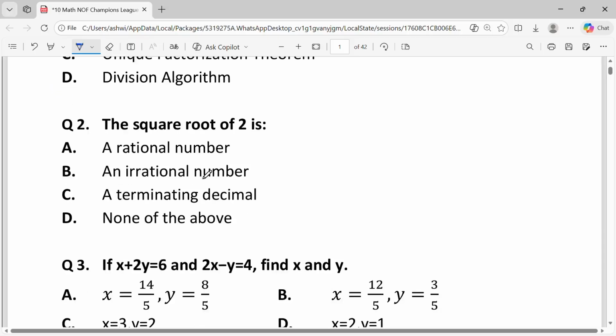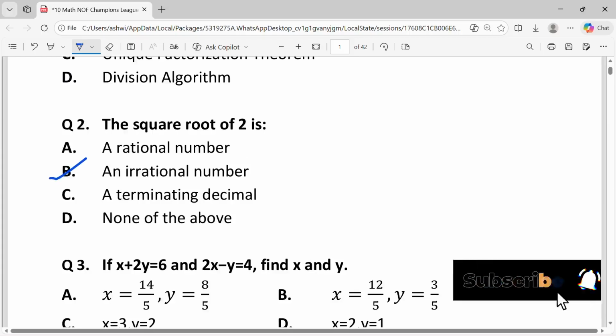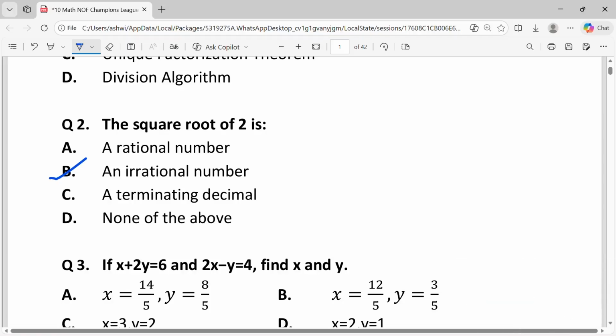Question 2. The square root of 2 is an irrational number. An irrational number is a real number that cannot be expressed as a simple fraction. The decimal representation of an irrational number is non-terminating and non-repeating. The value of root 2 is approximately 1.41421356, and it continues indefinitely without repetition.